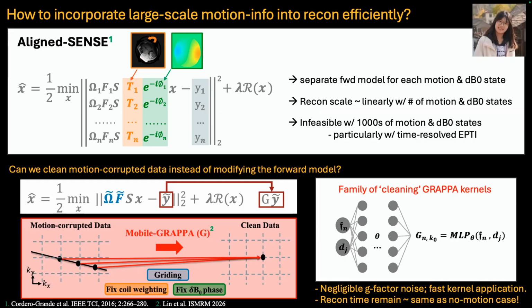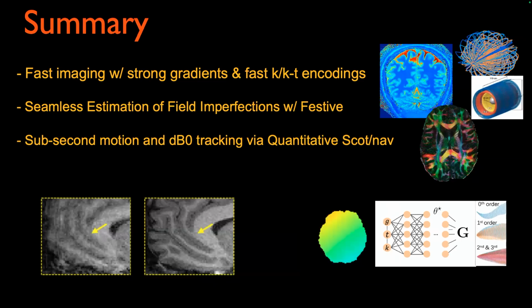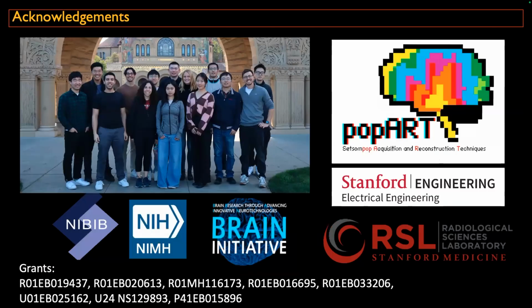So this has been a really nice complementary approach to our navigator to be able to reconstruct this large motion data and information. Okay, so I've talked to you about fast imaging with strong gradients and fast k and KT encoding, seamless estimation of field imperfection with FESTIVE, and sub-second motion and dB0 tracking with quantitative scout and navigation. Thank you.